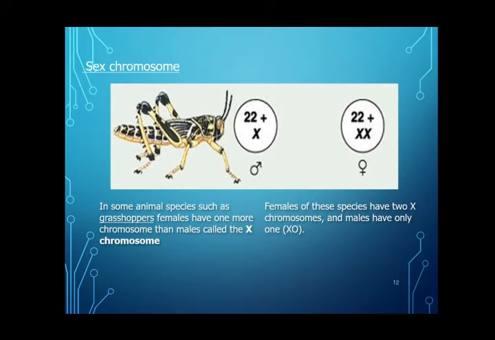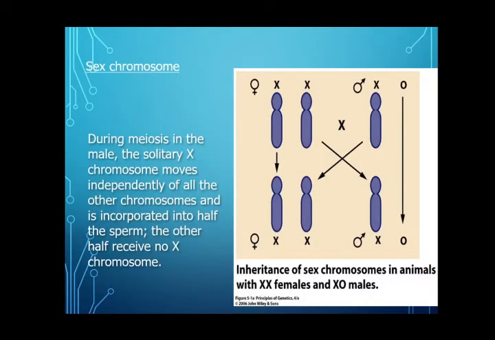Sex chromosome. In some species such as grasshoppers, females have 1 more chromosome than the males, called the X chromosome. Females of the species have 2 X chromosomes and males have only 1, XO. During meiosis in the male, the solitary X chromosome moves independently of all the other chromosomes and is incorporated into half of the sperm. The other half receive no X chromosome, so become O.